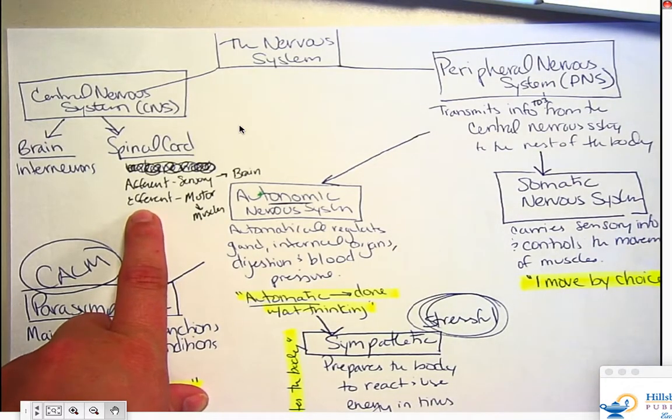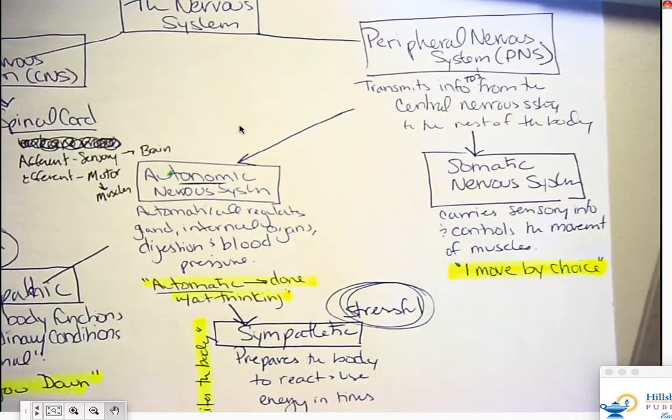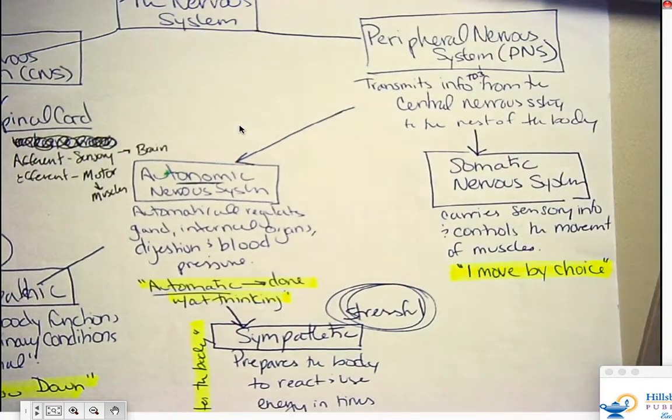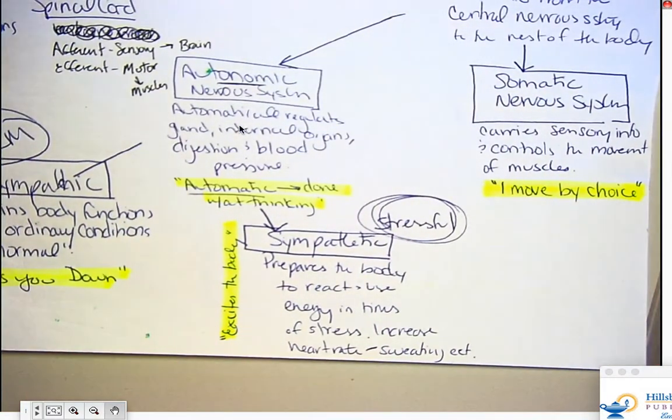Questions about your central? Okay, so your peripheral is everything not brain and spinal cord. Your fingers, your toes, your legs, everything else is part of your peripheral. Your peripheral breaks into two major sections right away. The first one is autonomic, the second one somatic.